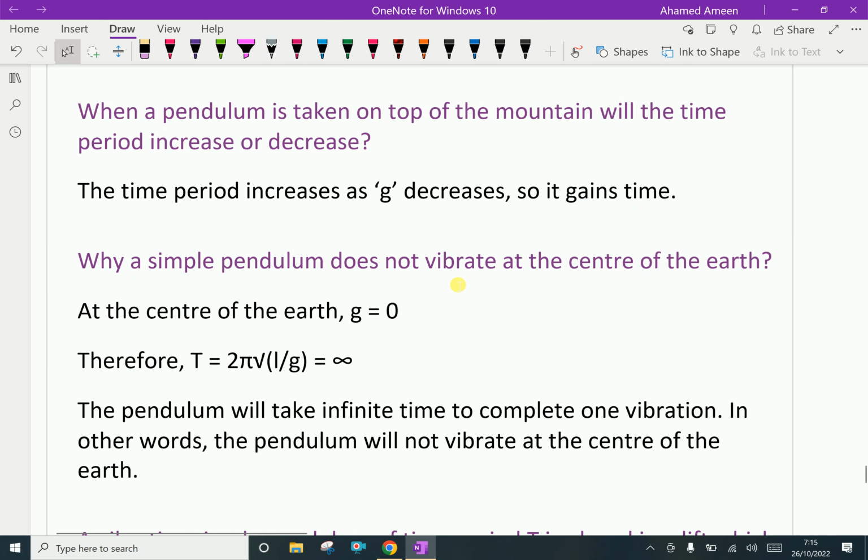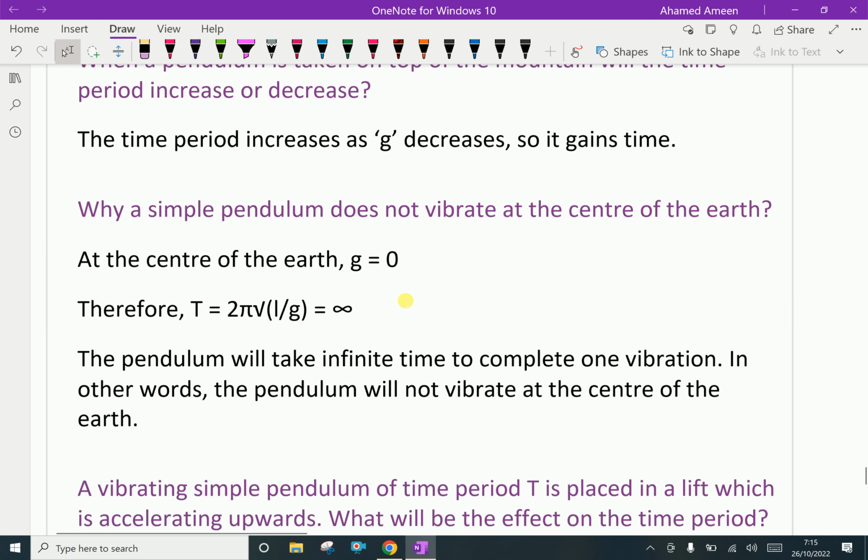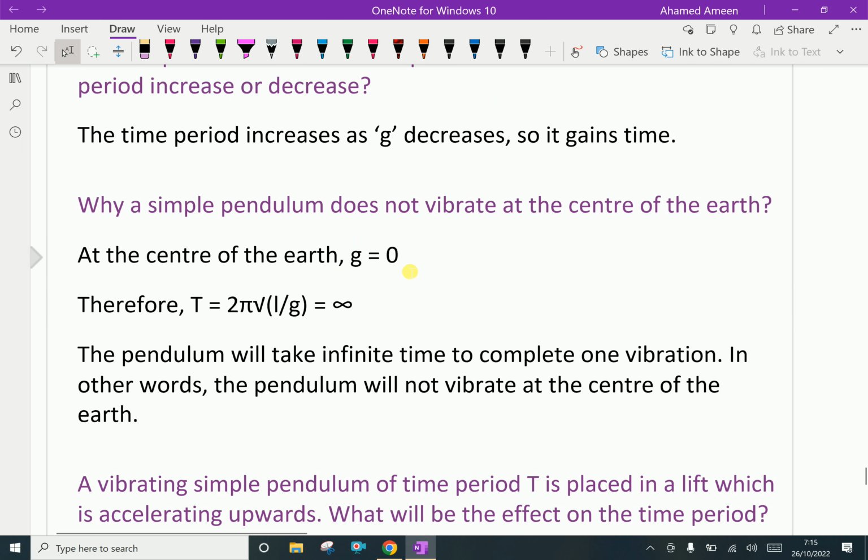Why does a simple pendulum not vibrate at the center of the earth? Because at the center of the earth, g is 0. So if you substitute the value of g as 0 here, the time period is infinity. The pendulum will take infinite time to complete one vibration. In other words, the pendulum will not vibrate at the center of the earth.